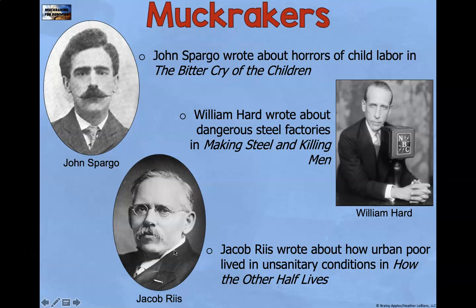Jacob Riis is also very important because he actually started to photograph and write about the urban poor and how they lived in unsanitary conditions. And this really opened the eyes of the general public to how bad it was in these urban areas. It was known as How the Other Half Lives. And there were a lot of reform efforts that came about after this was published.